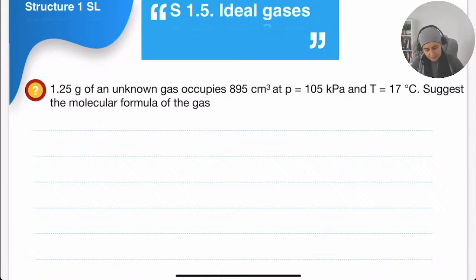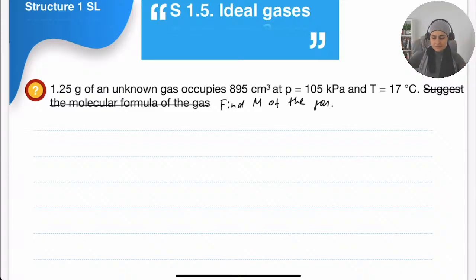1.25 grams of an unknown gas occupies 895 cubic centimeters at pressure 100 kilopascals and temperature 17 Celsius. So let's change this. Find molar mass, because usually that's how it's worded now. So find Mr of the gas. Right, so this is a very, very typical question, and it is worth 3 or 4 marks. Usually before that, they would ask you to find the empirical formula, then using this data you would find Mr, and then they ask you to find the molecular formula. Very expensive questions. Let's solve it.